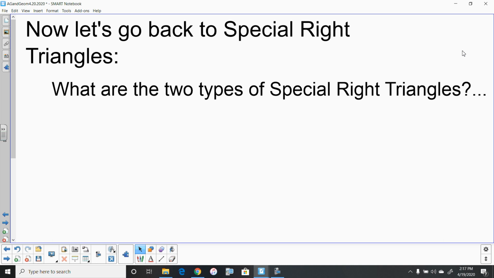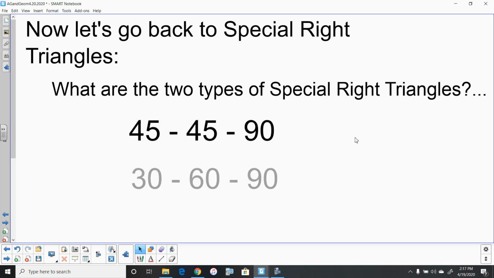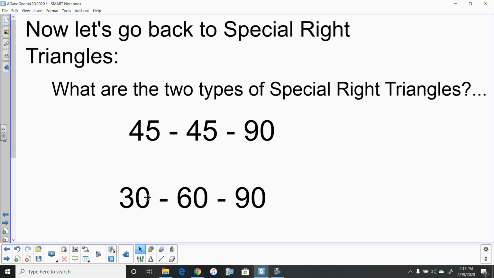The two types of special right triangles are 45-45-90 triangles and 30-60-90 triangles. Why are they called that? I'm sure you can guess. The numbers are the degrees in the triangle, right? So some triangles that are special have two 45-degree angles and a 90. Another one that's special is a 30, 60, and 90. They're both right triangles. I'll show you why they're special.